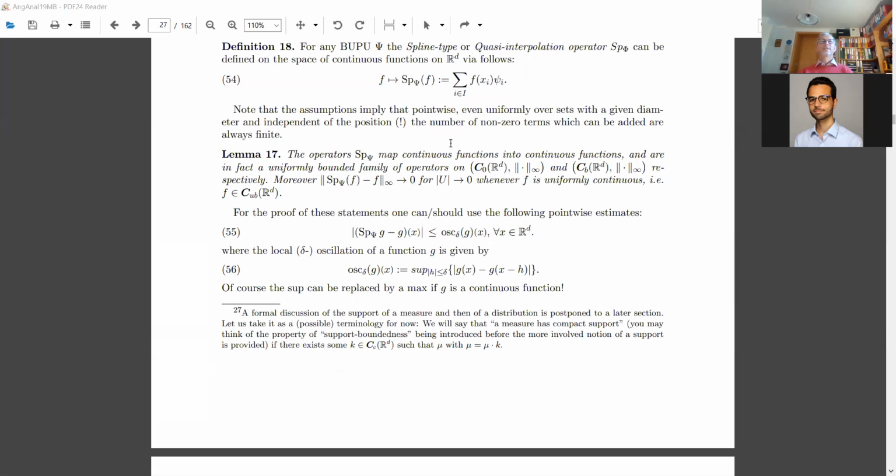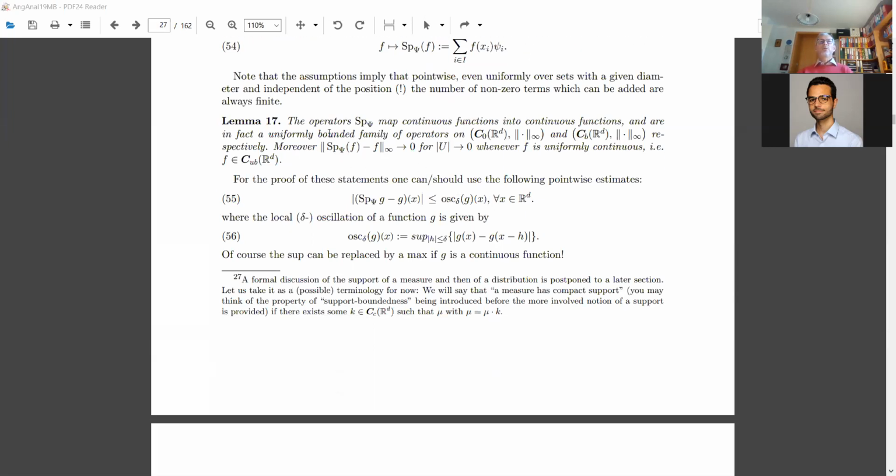So what is the statement? The operators psi, which at the end are all non-expansive. So this new function doesn't have a chance to be larger than the original function.